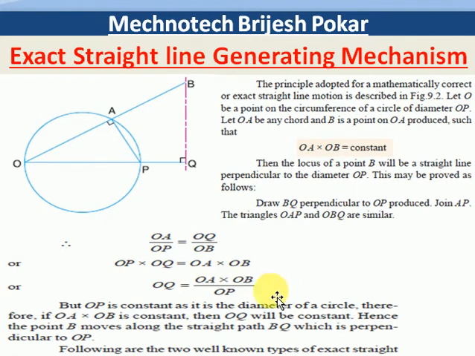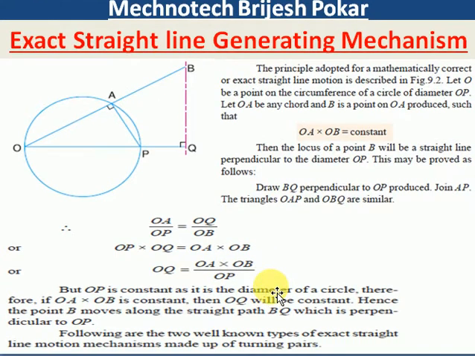So by this way we can say that if OA into OB is constant, then the line generated by the point B is a straight line along BQ. So this is a basic concept for exact straight line generating mechanism. In the next video, we will see the exact straight line generating mechanisms like the Peaucellier mechanism, and after that we will see the approximate straight line generating mechanisms.